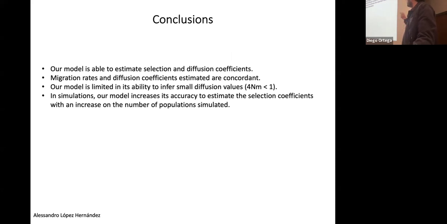And basically in our simulations, we see that our estimates tend to improve when we simulate a bigger number of populations. And here we're only using discrete populations, and we want to move to doing simulations in a continuous space. And that's something that is still in the works. We're learning how to do it best. So that's where we currently are.